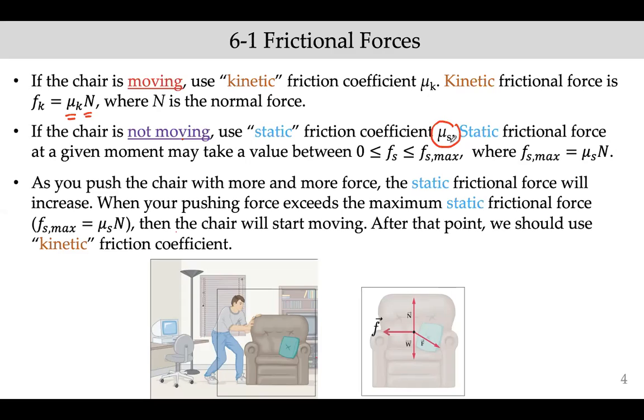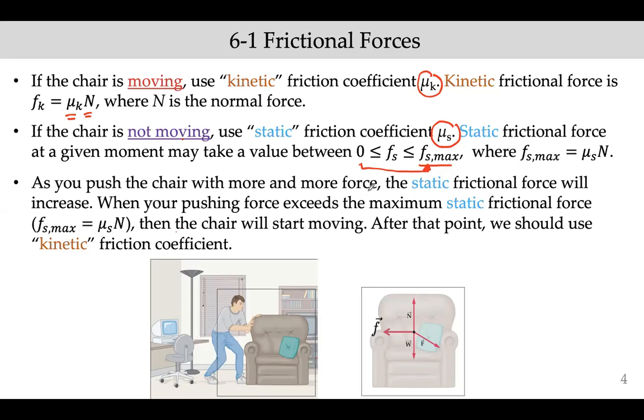Look at the indices here: mu s, mu static, and this one is mu kinetic. Static frictional force at a given moment may take a value between 0, so it could be 0 if you don't push the chair, there's no friction, or it could be some maximum value. So the person is pushing it lightly, and then there's some static friction, the chair is not moving. If he pushes it hard, and the chair is still not moving, then still there is some static frictional force, but it's now a little bit more.